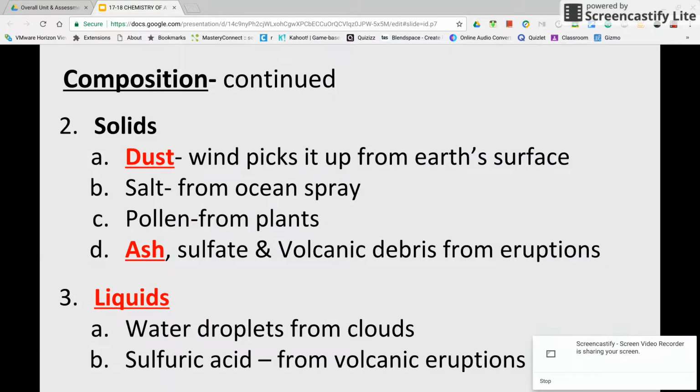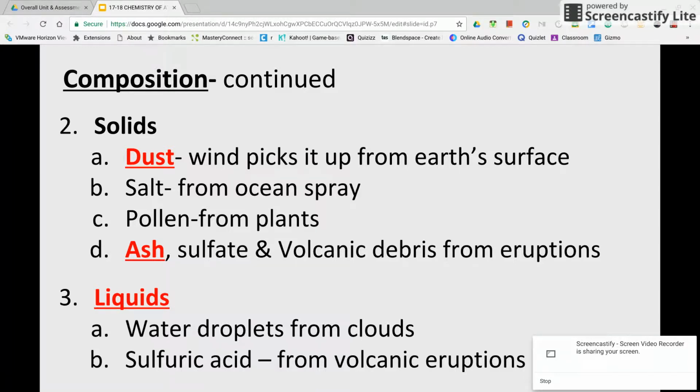Sometimes we can get things in our atmosphere that aren't actually gases. So during a dust storm or above a desert, we may get things like dust or sand that's able to be suspended by the air and is picked up, and it's actually a solid particle within that atmosphere. The ocean will put off salt at times. During the spring, we get a lot of pollen and pollen allergies because plants are putting that pollen off. And things like volcanic ash can get put into the atmosphere.